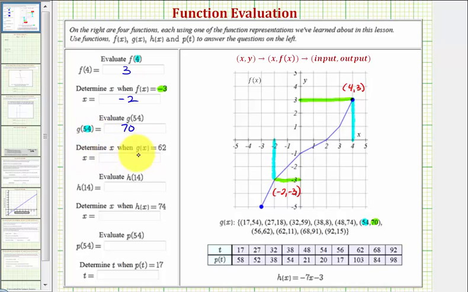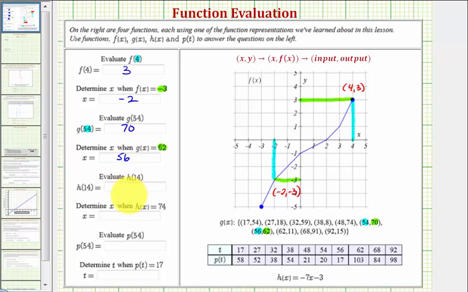And now we want to determine x when g of x equals 62. Again, here 62 is the output or function value, which should be the y-coordinate. So now we're looking for a y-coordinate of 62, which is here. Notice how when the function value is 62, the input, or x, is 56. So if g of x equals 62, x must be 56.